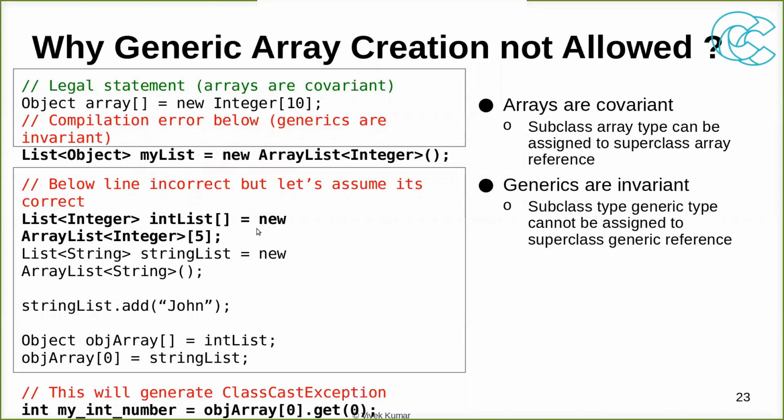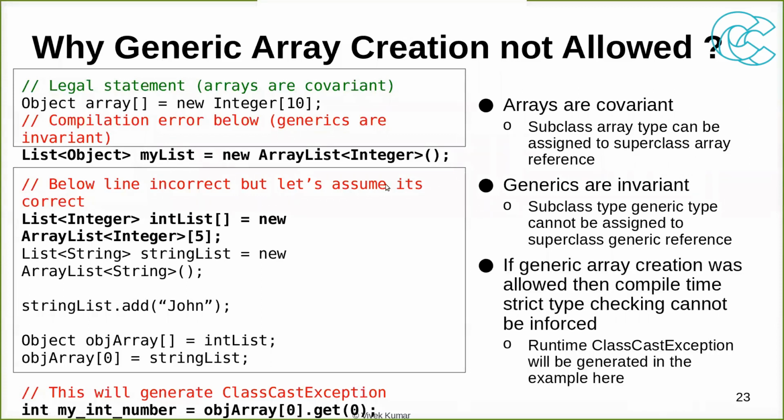Okay. So the reason why this is not allowed is again related to type erasure. Here it's a mix of a regular array and the list, right? So let's assume that this is possible. You have an int list, which is a regular array, and then you are saying that such type of list should be 5 in number. And now you are creating a string list, which is straightforward, and this is correct. The string list part is correct.